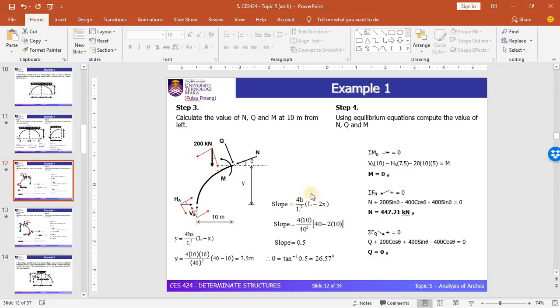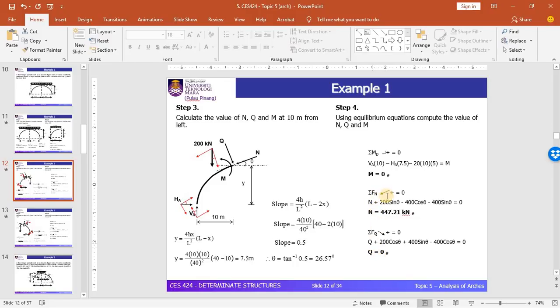Followed by the slope. This is the equation of slope. Substitute all the parameter values into this equation, and you can see that the slope is equal to 0.5, and changing into degrees, theta is equal to 26.57 degree. Once you have the angle and Y, you can proceed to find the internal forces of the arch, which are the moment, the axial force, and the radial shear force.